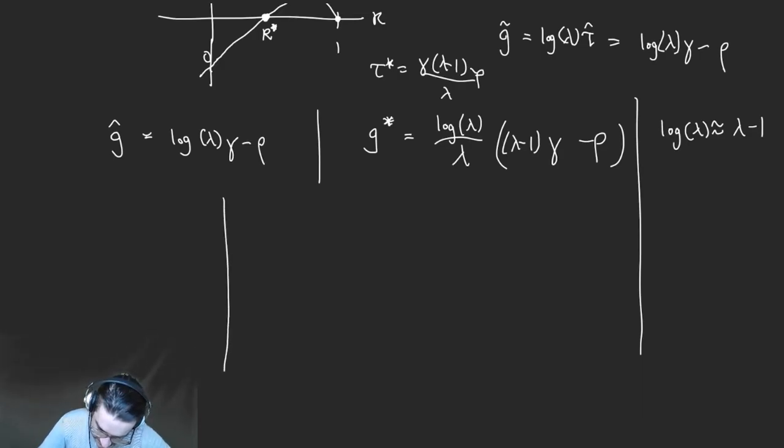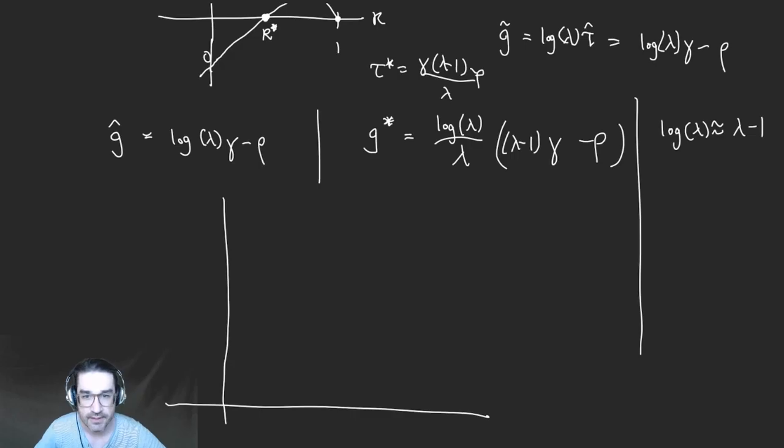The approach I'm going to take here is attempting to plot both of these things. The rationale is that rho goes into this thing in a pretty similar way, you subtract rho, and gamma is also kind of similar. The main thing seems to be lambda. Lambda largely determines the relative values of g hat and g star. So let's look at g hat and g star as functions of lambda and see where that takes us. We'll get a qualitative look at how these differ and when one is greater than the other.